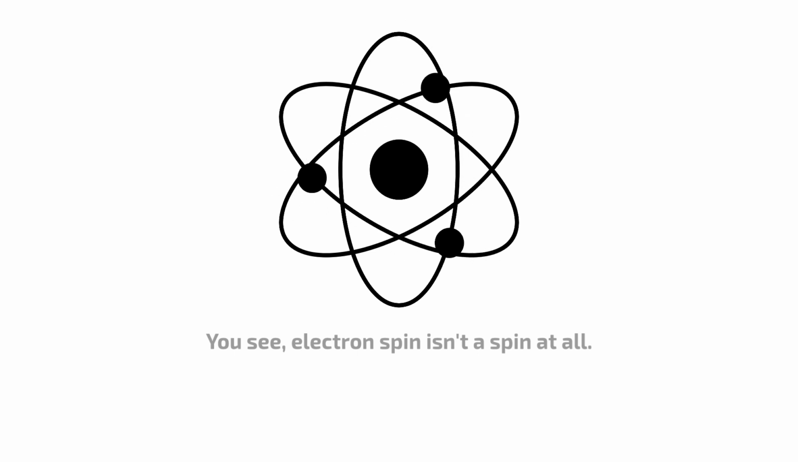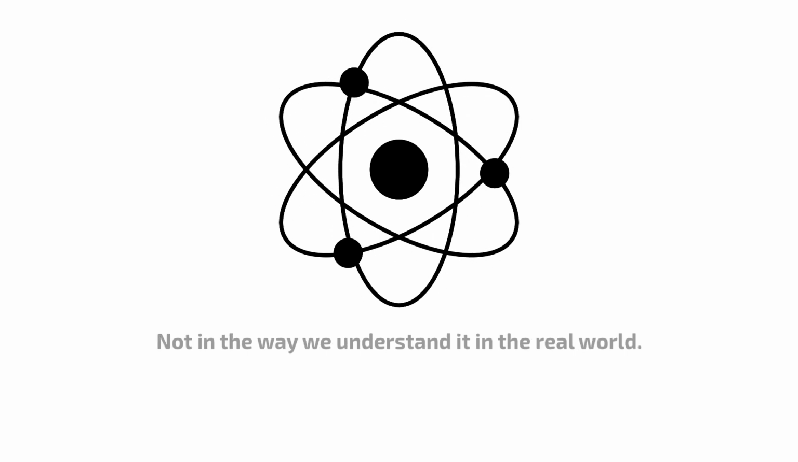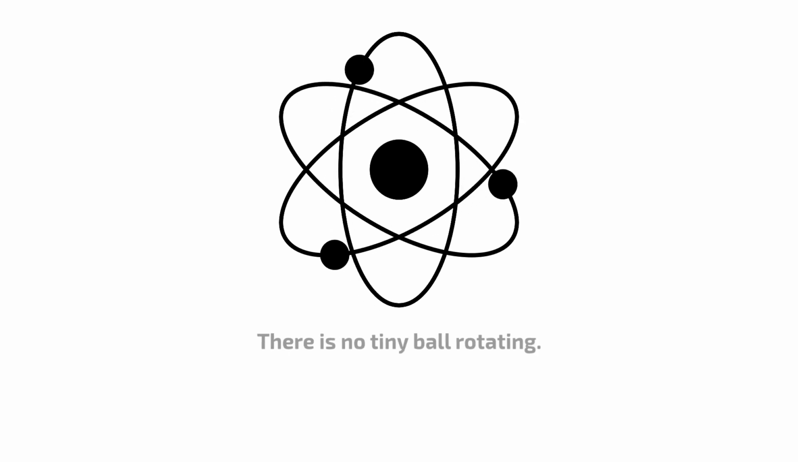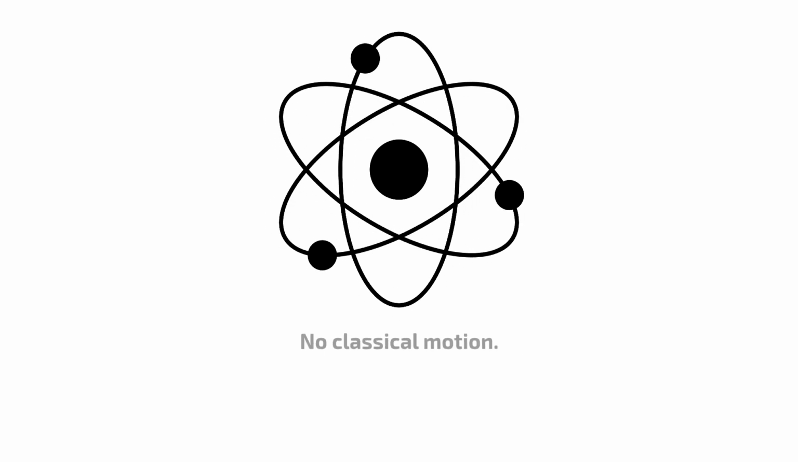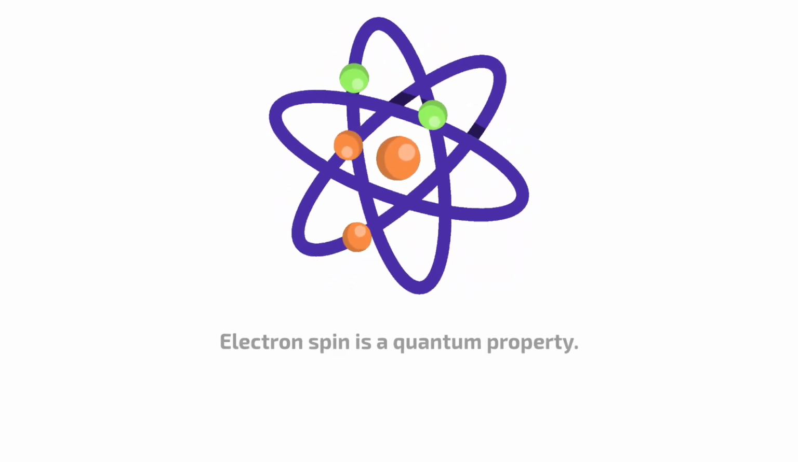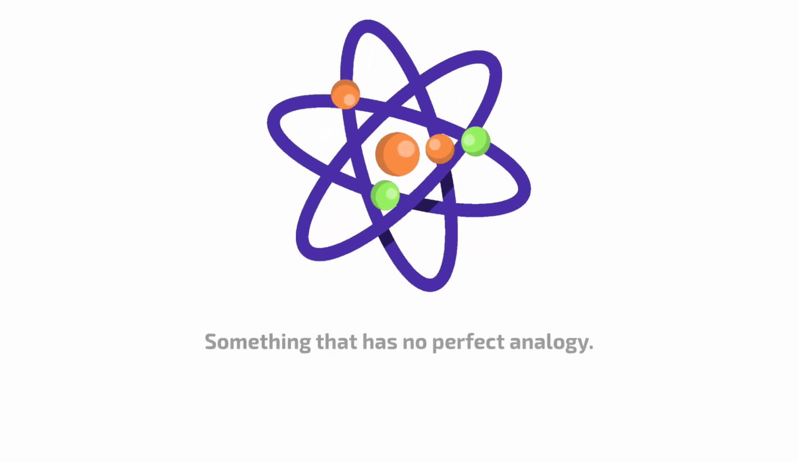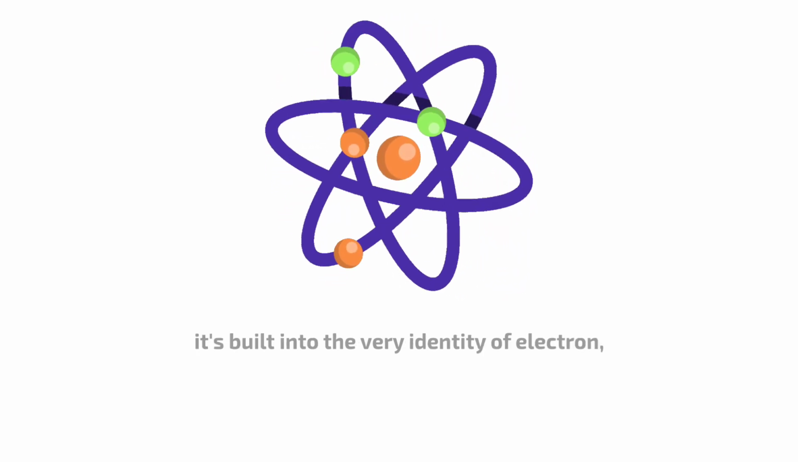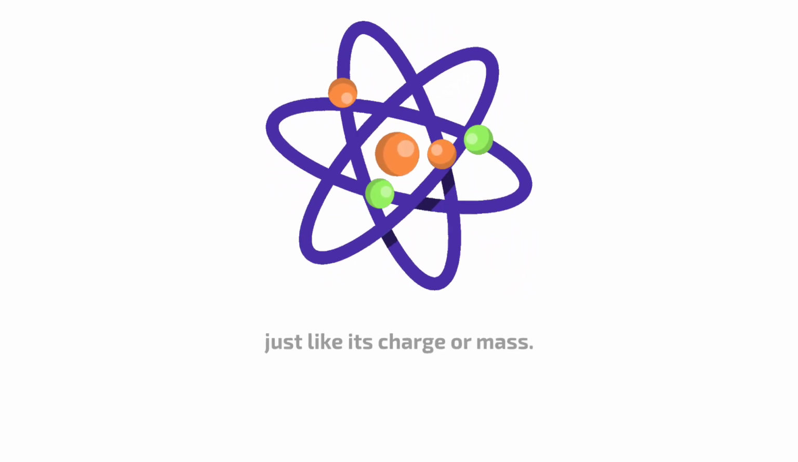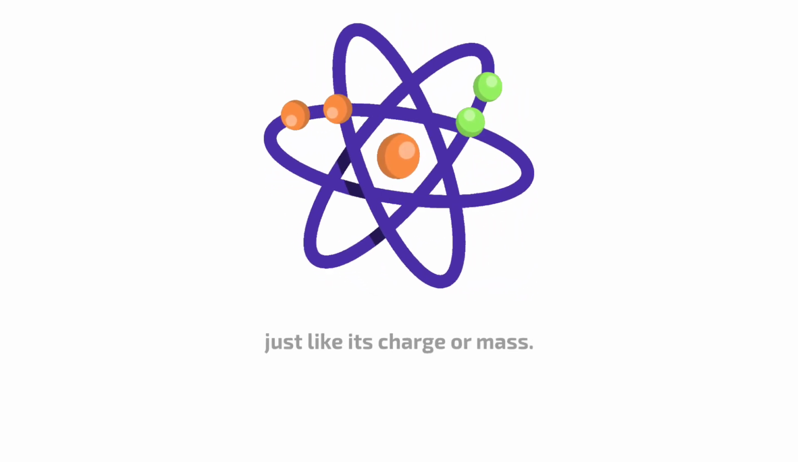You see, electron spin isn't a spin at all. Not in the way we understand it in the real world. There is no tiny ball rotating. There is no axis, there is no surface, no classical motion. Electron spin is a quantum property, something that has no perfect analogy in everyday life. It's built into the very identity of an electron, just like its charge or mass.